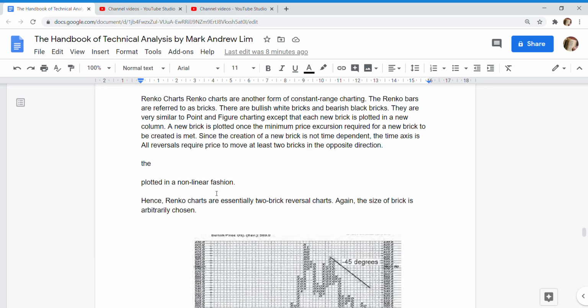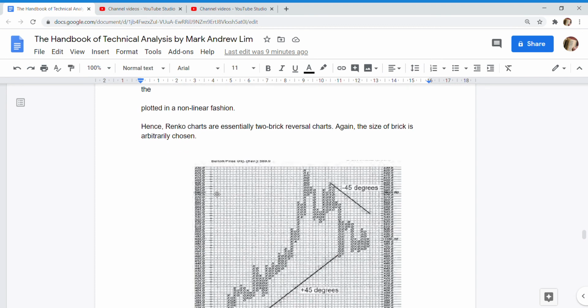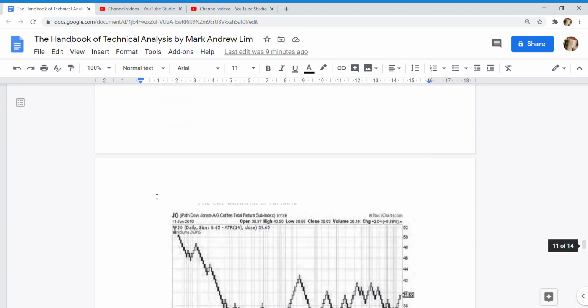Since the creation of a new brick is not time dependent, the time axis is plotted in a nonlinear fashion. All reversals require price to move at least 2 bricks in the opposite direction. Hence, Renko charts are essentially 2 brick reversal charts. Again, the size of the brick is arbitrarily chosen.